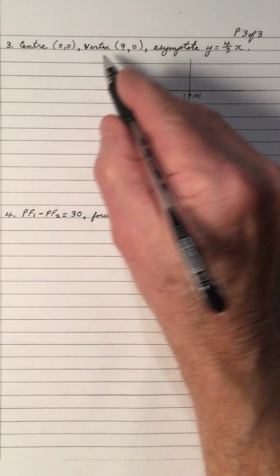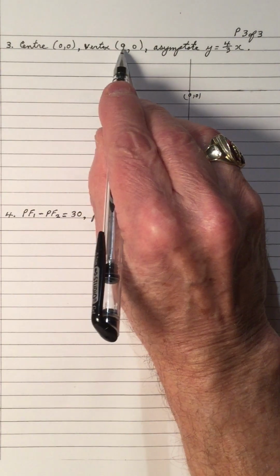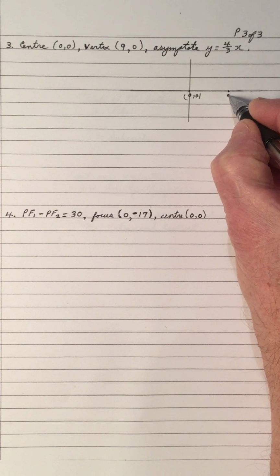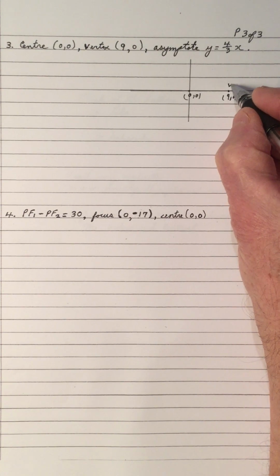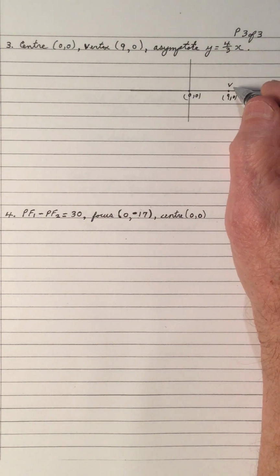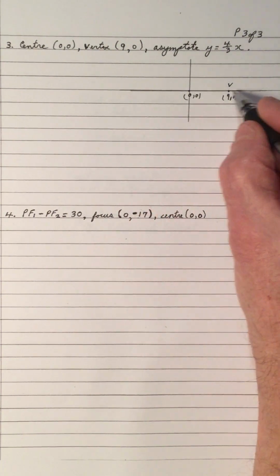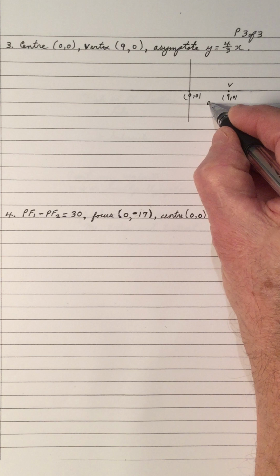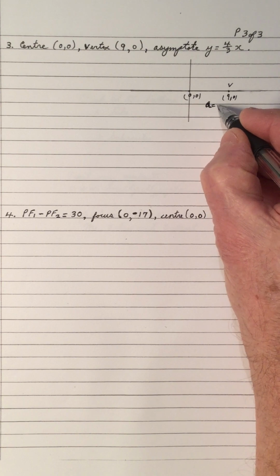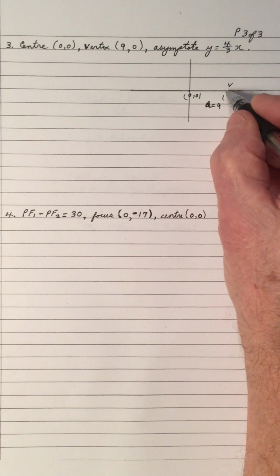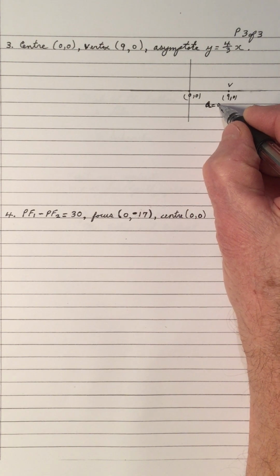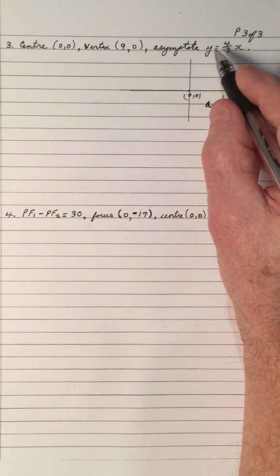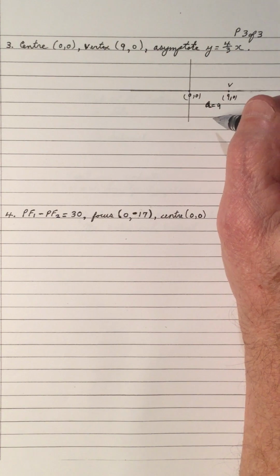So let's see. We have center 0, 0. The vertex is 9, 0. So x is 9, which is right here, and y is 0. So that's the vertex. So that means the horizontal axis is the transverse axis, the axis of intercept. So that means that A is 9, because the distance from the center to the vertex is the value of A. A is 9.